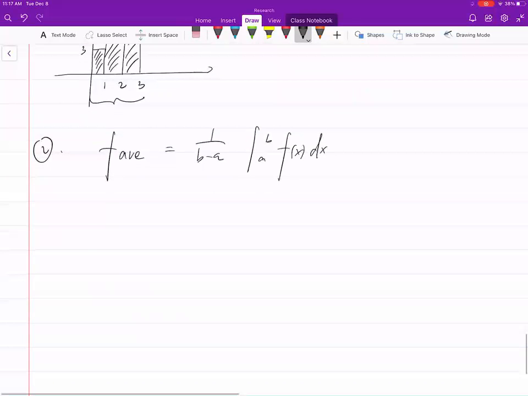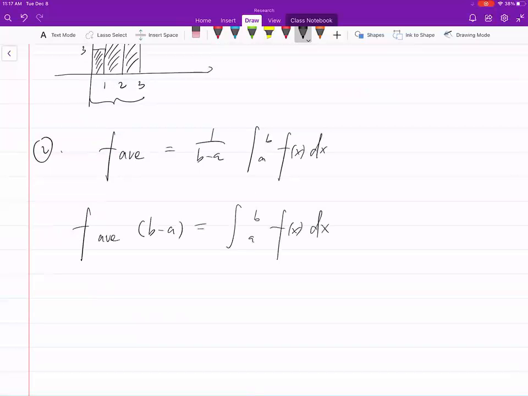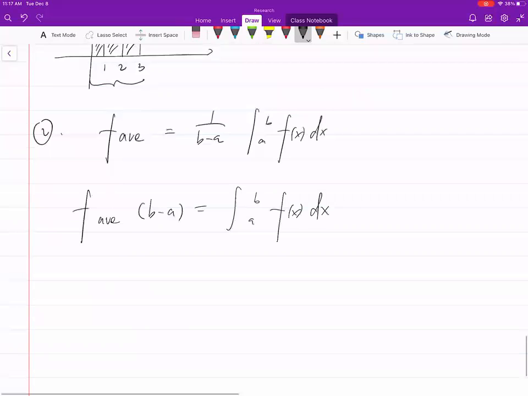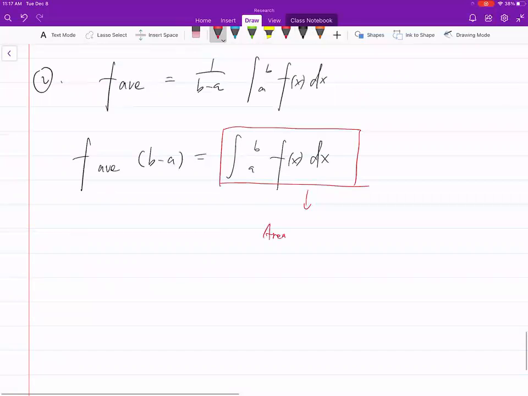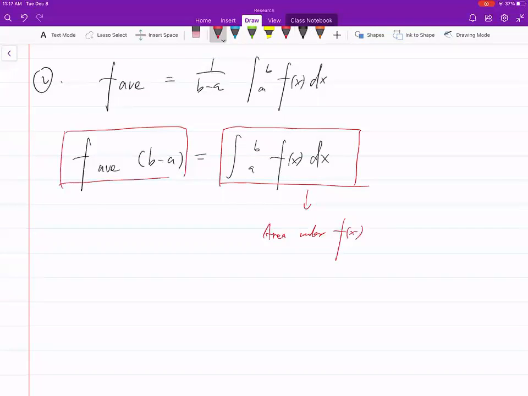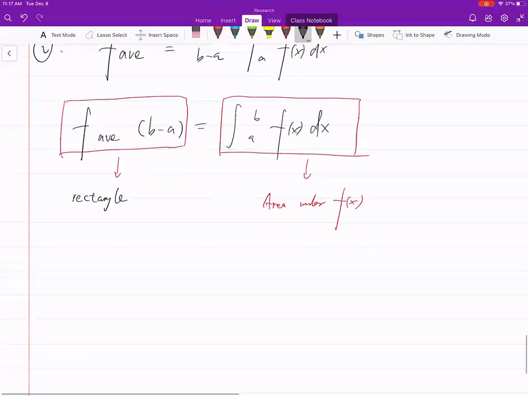Okay. Then what I do is I take this f average, which is a number, and I multiply by b minus a. This is what the formula tells you. What is this? That's the area under the curve. What's this? I don't know what this is, but this is a rectangle. Why? Because f average is a number, and b minus a is another number which you get from doing this.